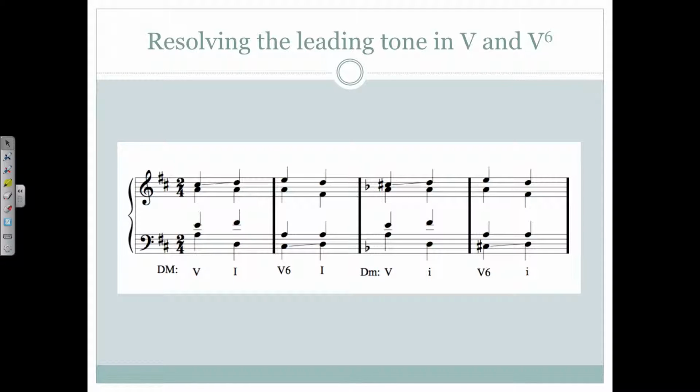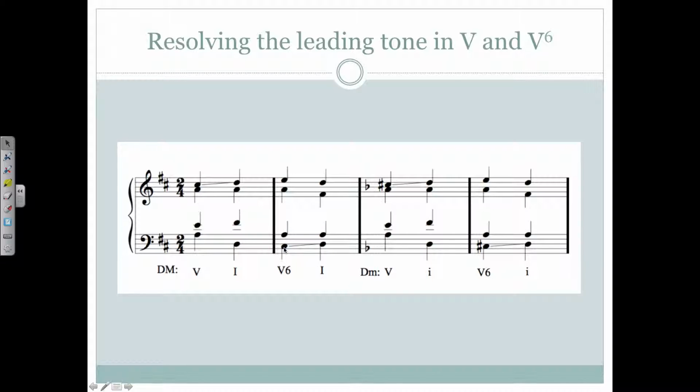So a couple of things here. We can see in the voice leading of 4 progressions, they're all 5-1, slightly different. Now 2 are in D major, and I have 2 in D minor over here. You'll notice that in D major, the leading tone is C sharp. Here in the soprano voice, it resolves up.